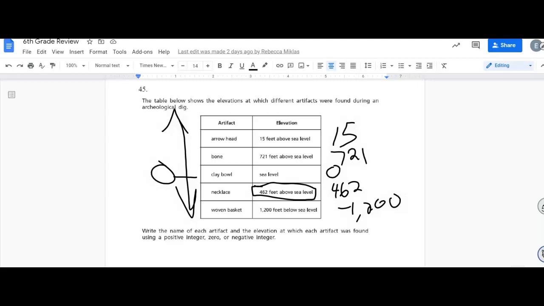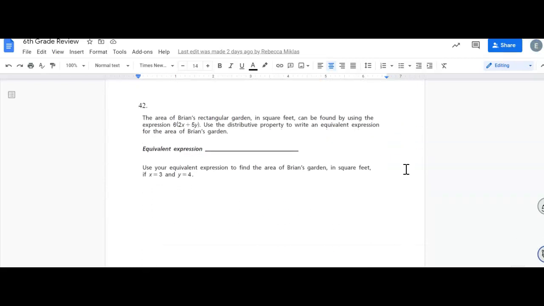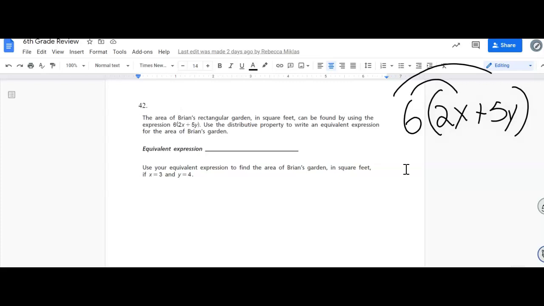We are looking at one more question, then we'll be done for this. We're going to look at question number 42. See if you can answer question 42 before you go. It is the distributive property, one of the most important things in 6th grade math. It's a plus.